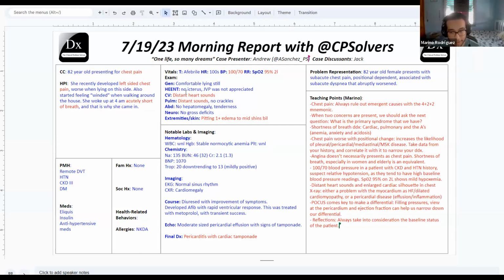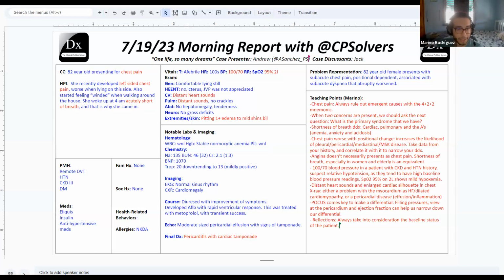Also, in the physical exam, she had a blood pressure of 100/70, and with her previous history of chronic kidney disease and hypertension, that made us suspect a possible relative hypotension, as we suspect that these kinds of patients have higher blood pressure readings. Also, she had a saturation of oxygen of 95% on 2 liters of oxygen. So that was a little bit low considering she was on supplemental oxygen too.